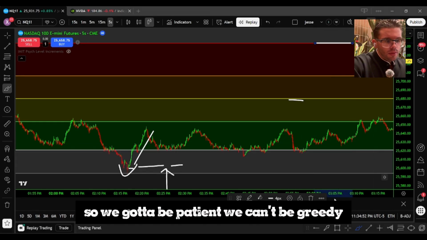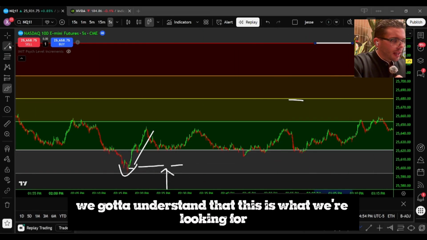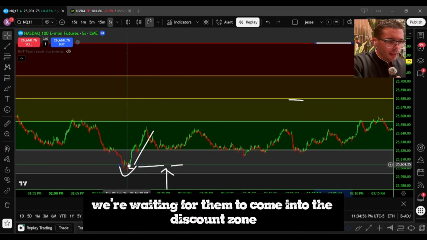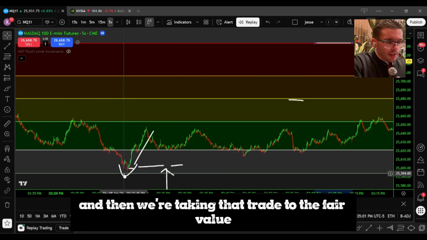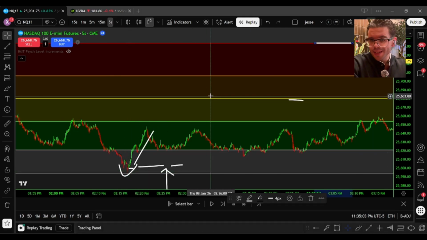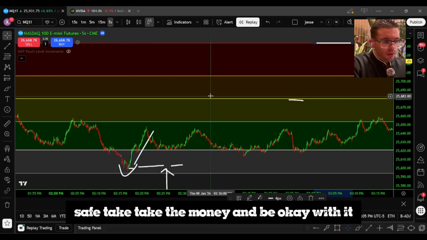So we've got to be patient, we can't be greedy. We've got to understand that this is what we're looking for. We're waiting for them to come into the discount zone, give us a reversal model, and then we're taking that trade to the fair value. Safe, take the money, be okay with it.